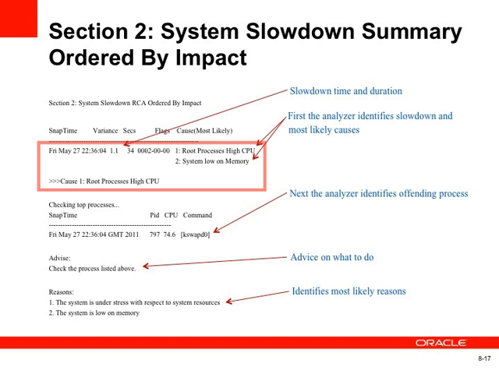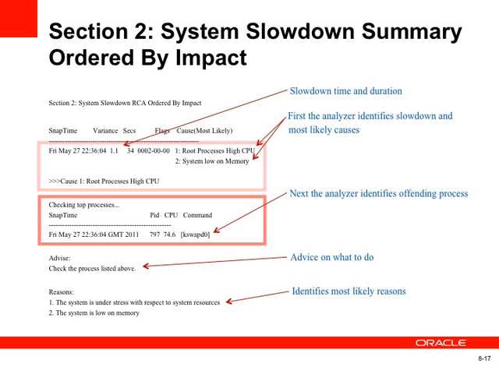The cause column lists the top 2 most likely causes of the slowdown. In this case, we can see a root process consuming high CPU along with a second cause indicating the system is running low on memory. Because the analyzer has identified a particular root process, it digs deeper and tries to identify the unique process causing the slowdown. In this case, the analyzer has found that during the time of this slowdown, the swapper process owned by root is consuming 74.6% of one CPU on the system.